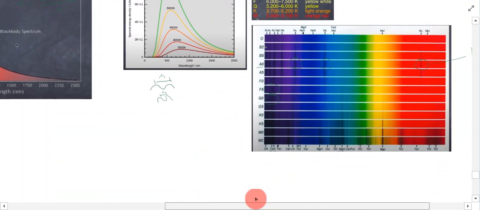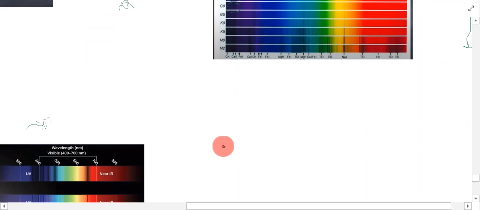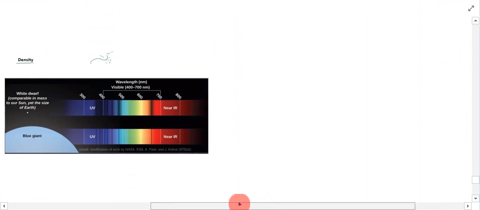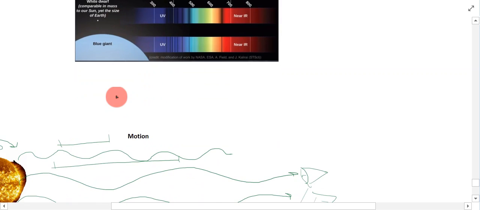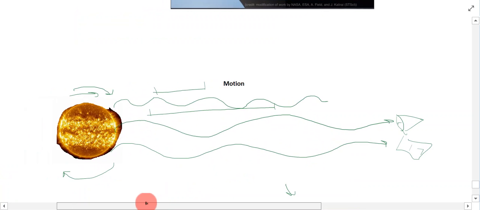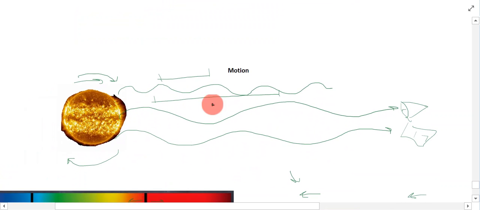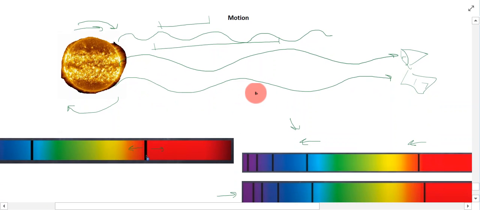And then, like what we've talked about, we can look at the different density. If the photosphere is very dense, you're going to get this kind of spectra being generated. If the photosphere is not as dense, you're going to get these fine lines being generated. And finally, we can start to look at what direction the star is moving. If it's moving towards you, the wavelengths will be tightly packed, and there'll be what's called a blue shift.